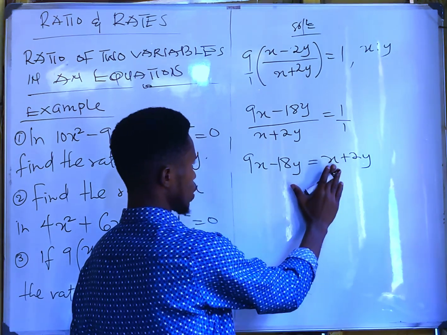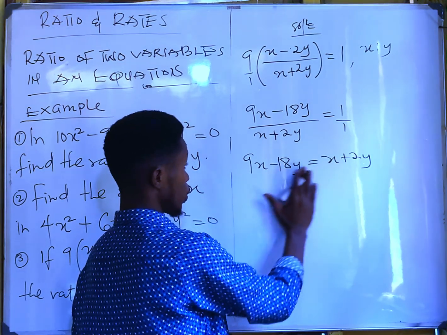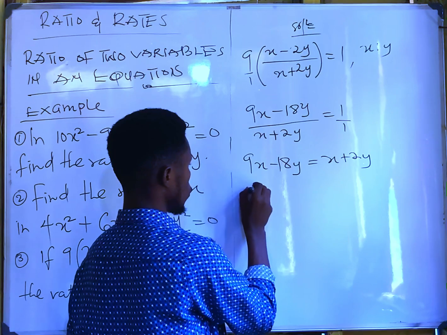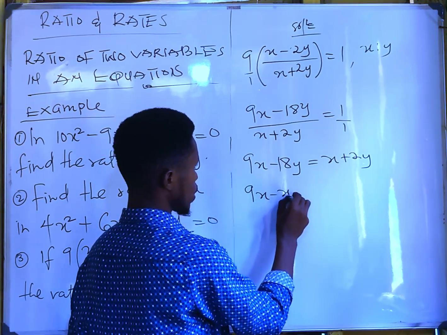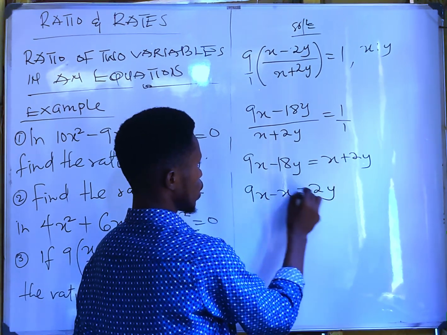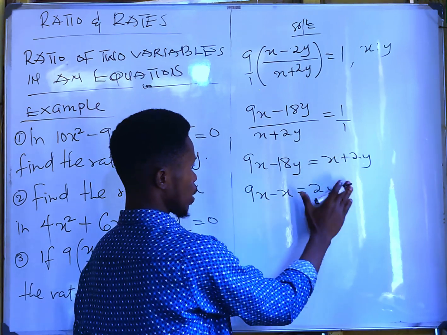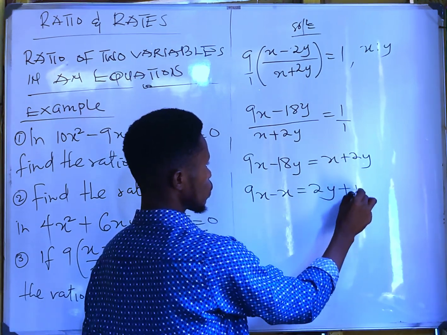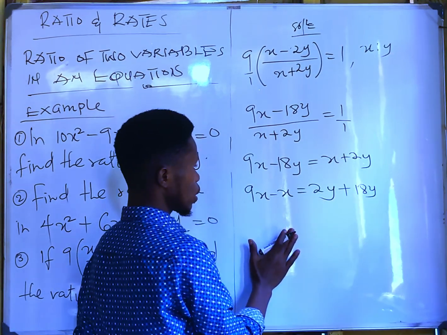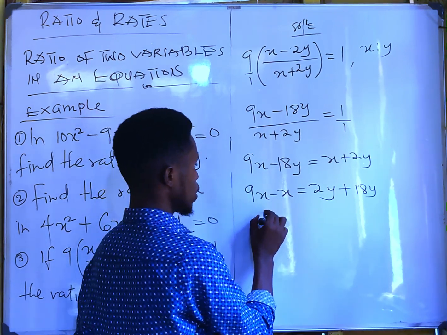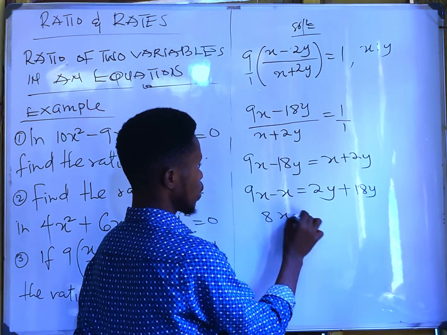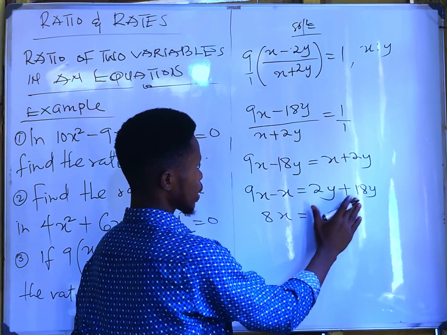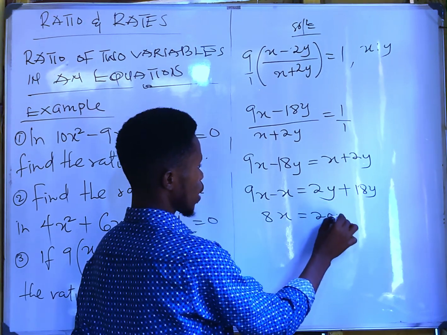Now, let me group like terms. So this x is positive. When I take the additive inverse, it comes here negative. So I'm going to have 9x minus x equals 2y. And this negative 18y comes additive inversely, so we have positive 18y. Is that okay? 9x minus x is 8x, okay? 2y plus 18y is 20y.